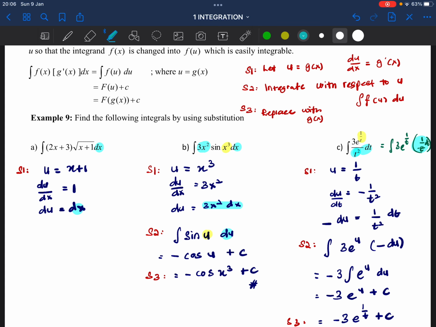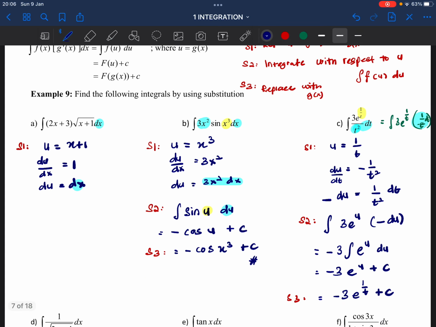Let's take a look at step 2, where we have to integrate everything with respect to u instead of x. But if we write back our question here, we will have 2x plus 3 square root u du. Can we integrate this with respect to u? Cannot, because you have x here. Everything must be in u before we can integrate. So how are we going to change our x here?